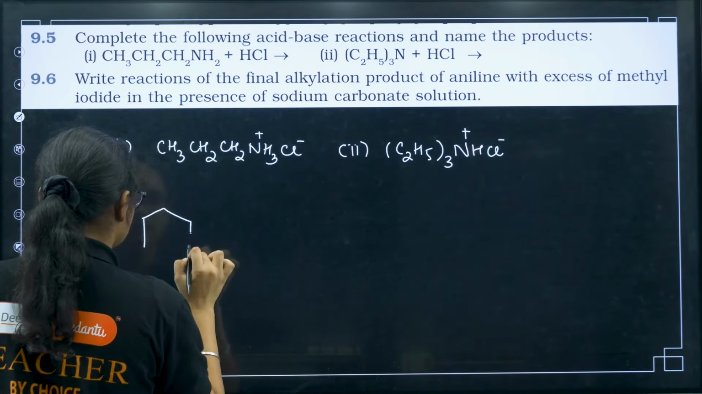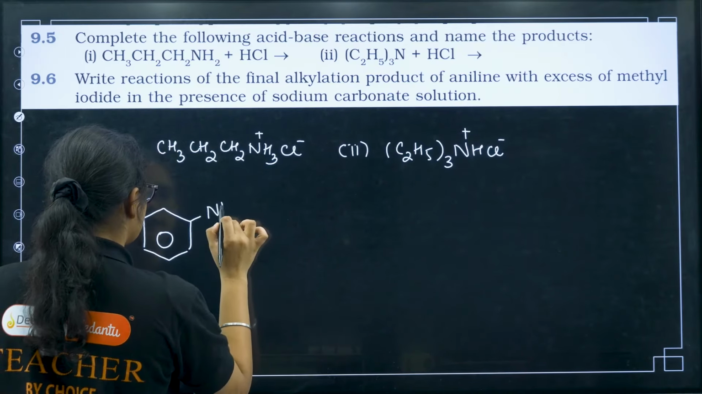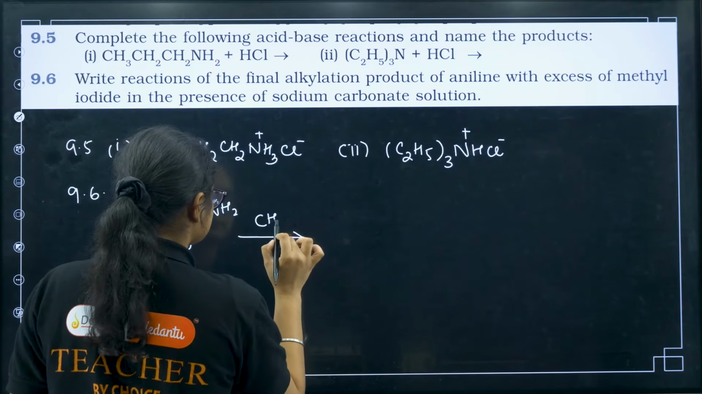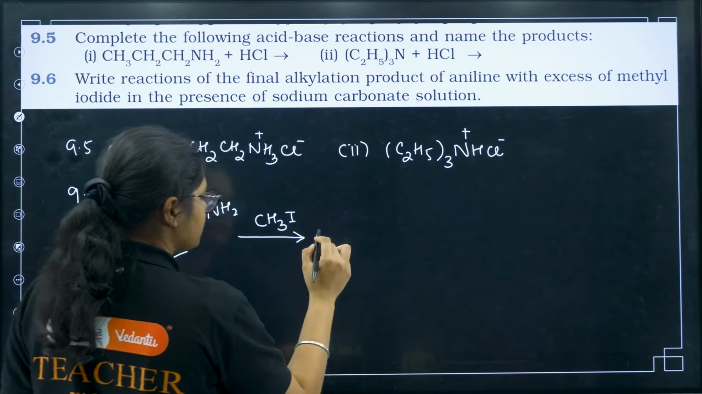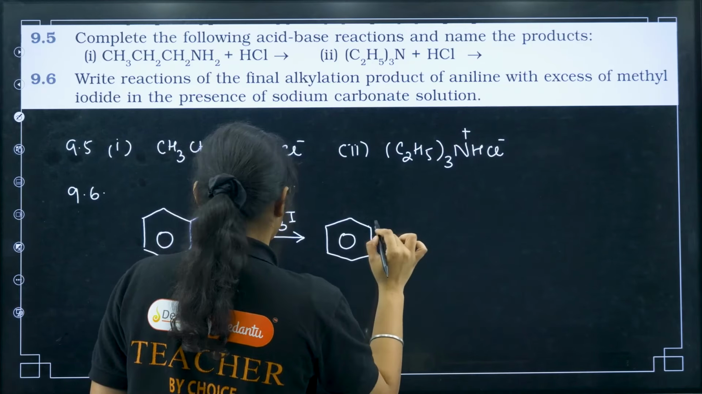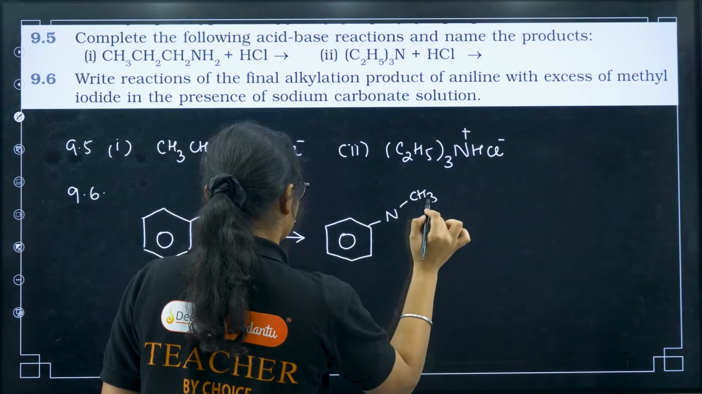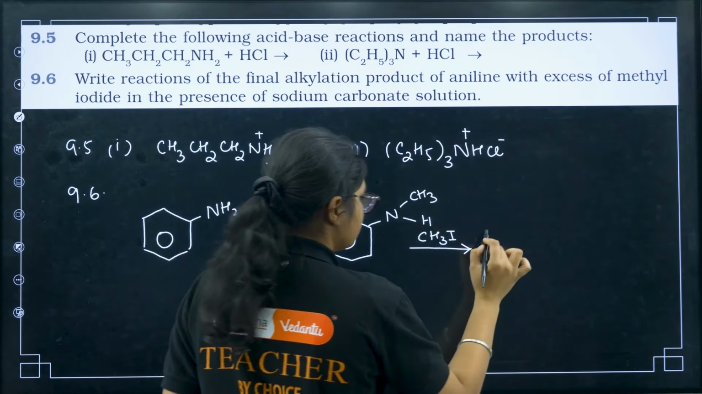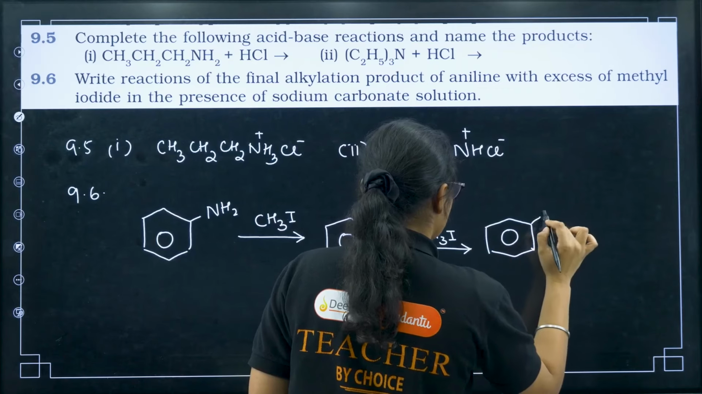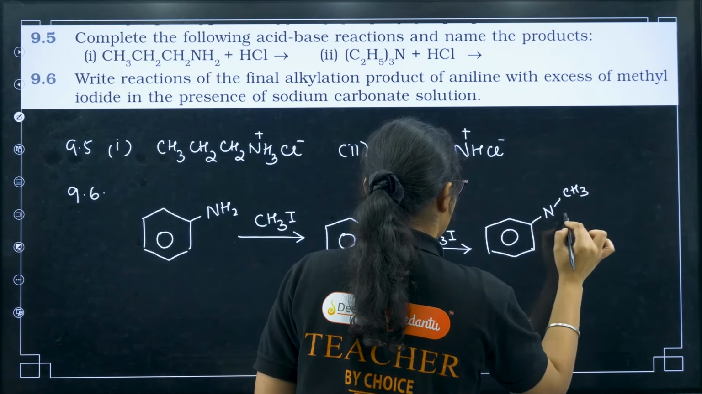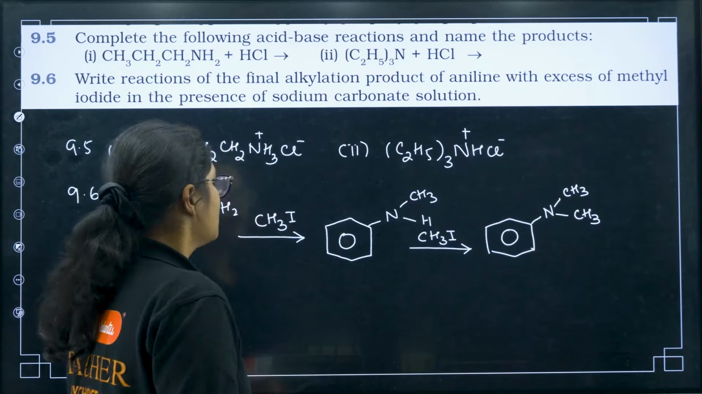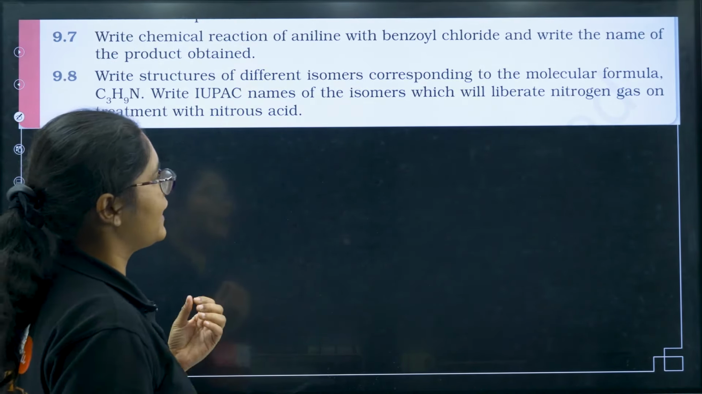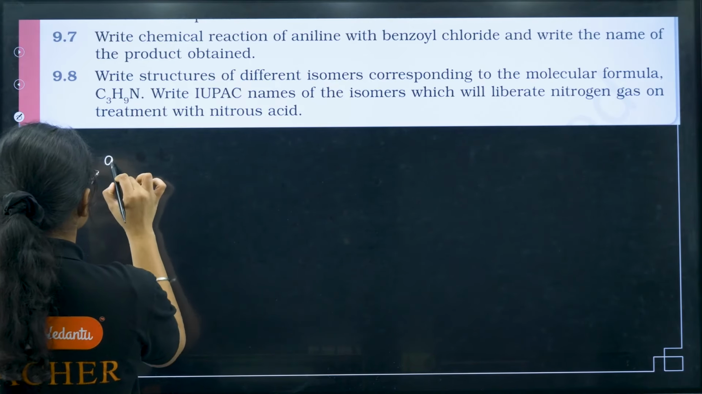So if you have aniline and you are treating it with methyl iodide, first of all, what happens? H and I will be removed and we will get NCH3 and H. Again if I treat it with CH3I, HI will be removed and we will get NCH3 and CH3. Clear? Okay, next question, write the chemical reaction of aniline with benzoyl chloride and write the name of the product obtained. So this is also very simple.